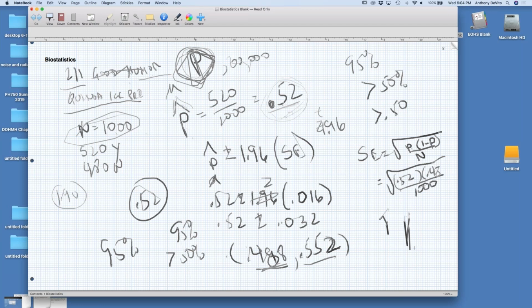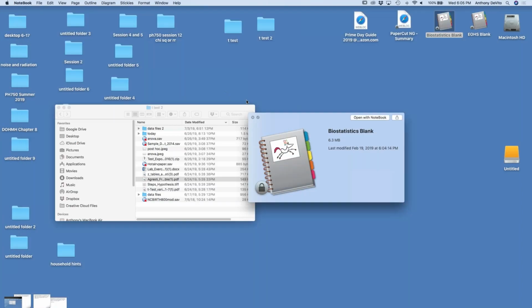So that's how I would handle a confidence interval using proportions. Are we okay with that? Get a little bit of feedback there. Okay.